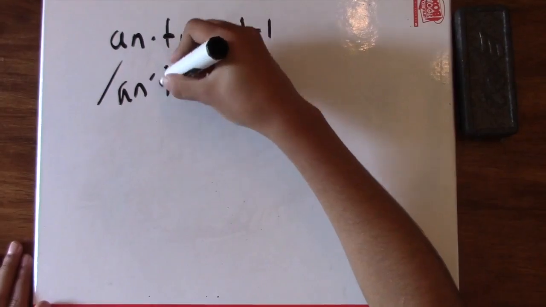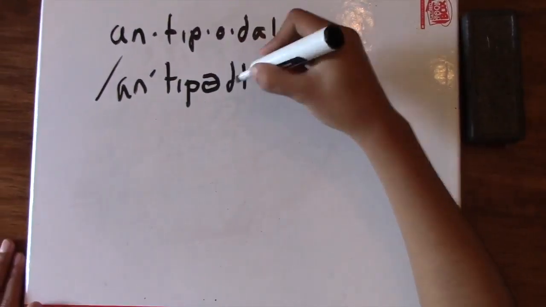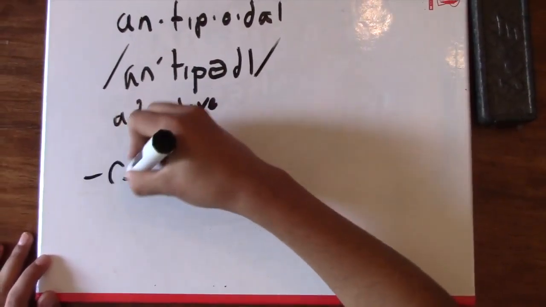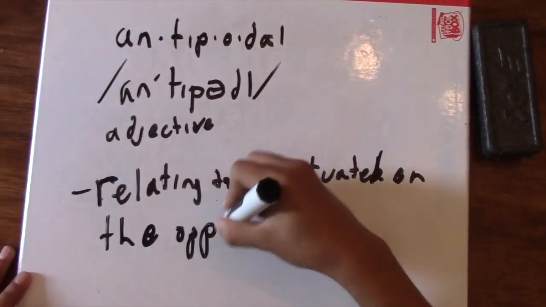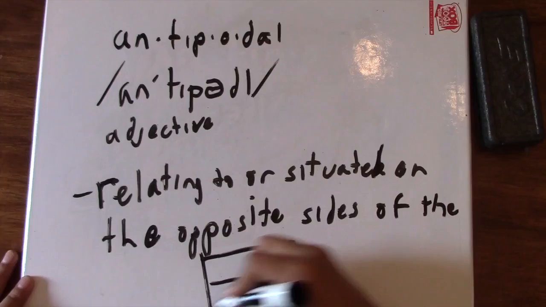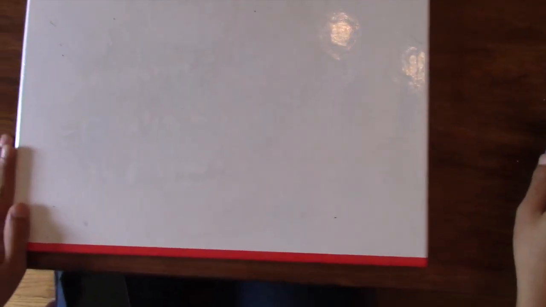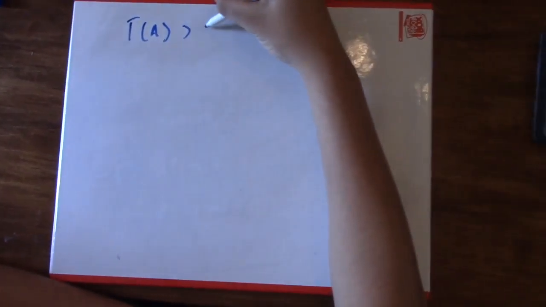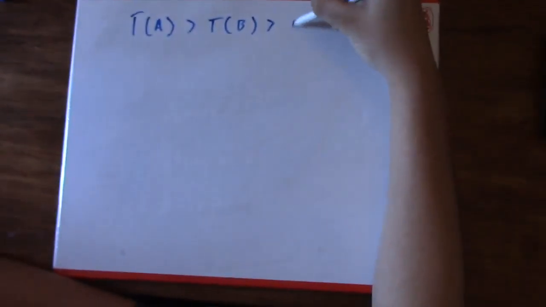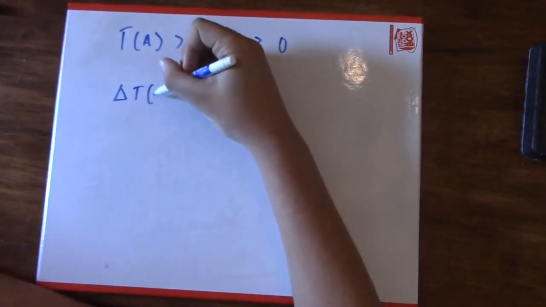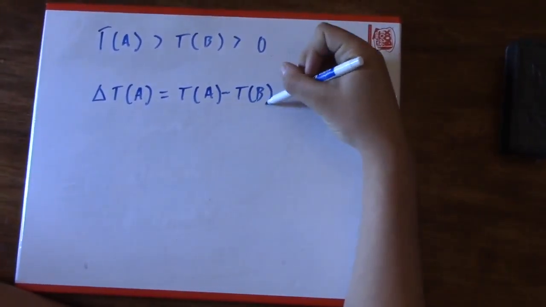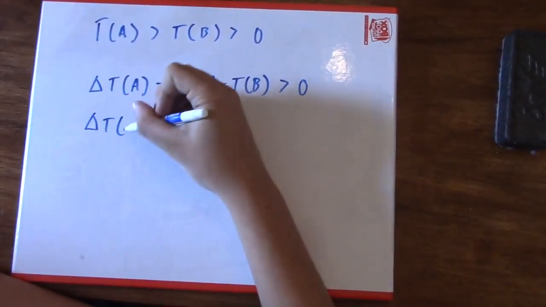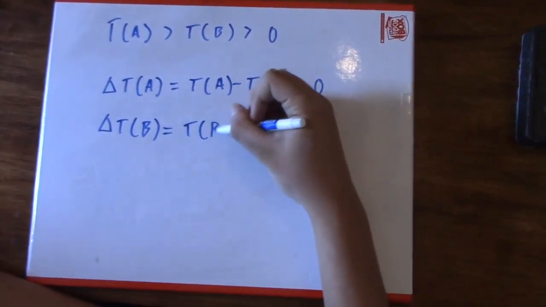Now, we have mentioned the word antipodal before, so let's define it. Antipodal is an adjective, and it means relating to or situated on the opposite side of the Earth. T of A is greater than T of B, and both numbers are greater than 0. Delta T of A, which would be equal to T of A minus T of B, is a number greater than 0. Delta T of B, which is equal to T of B minus T of A, is a number lower than 0.